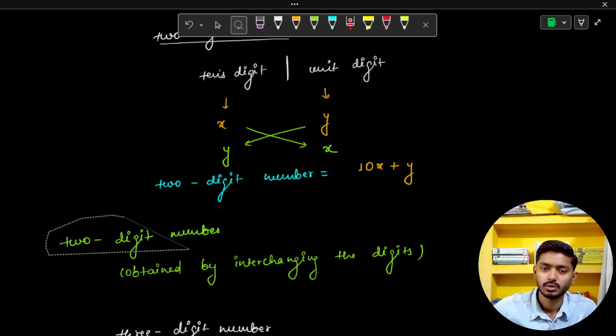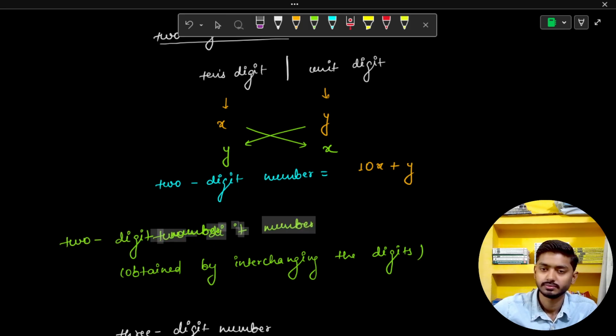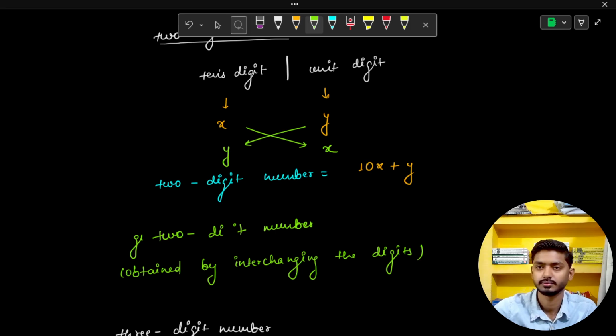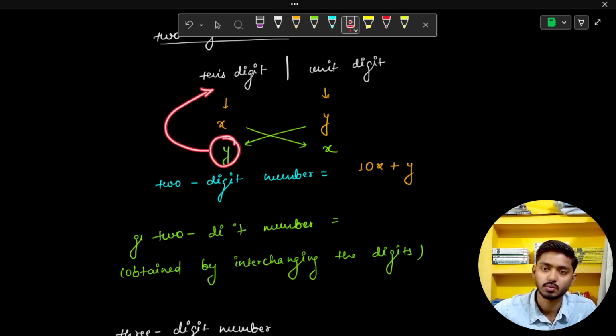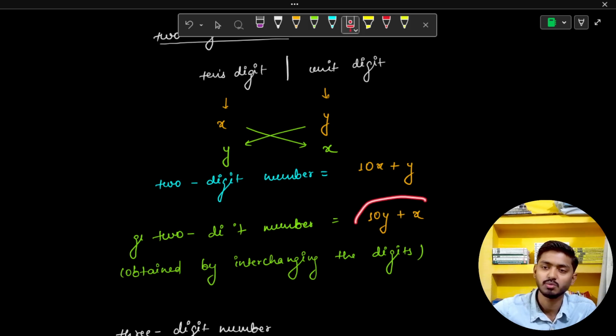So what we'll say over here is that y should be multiplied by 10 in this case, because y has become the tens digit and x has become the units digit. So let us multiply 10 to y and 1 to x. This is the number obtained by interchanging the place of digits. Simple. The normal number was 10x plus y, and the number obtained by interchanging the digits would be 10y plus x. Alright.